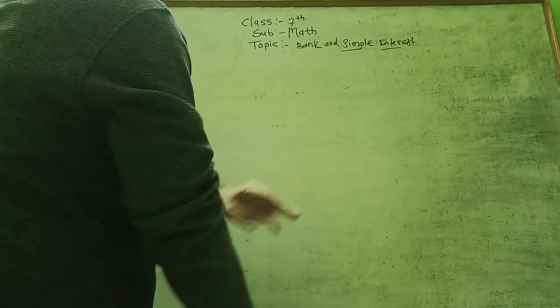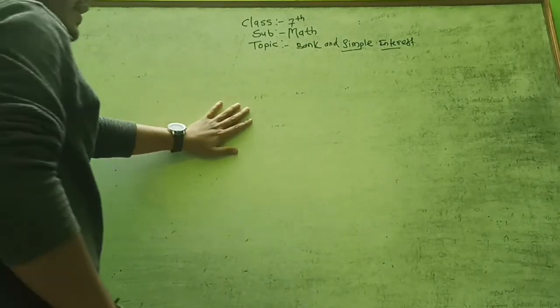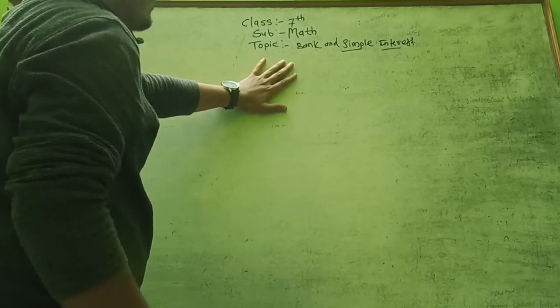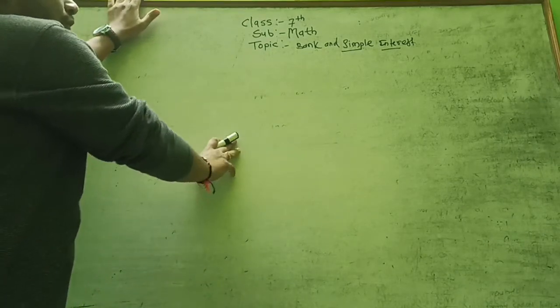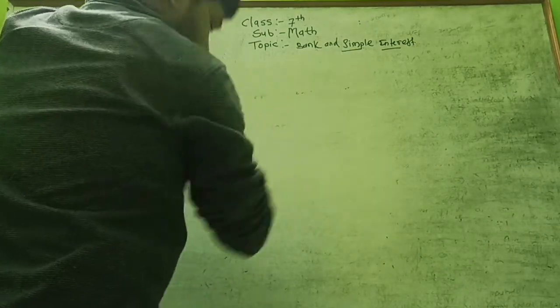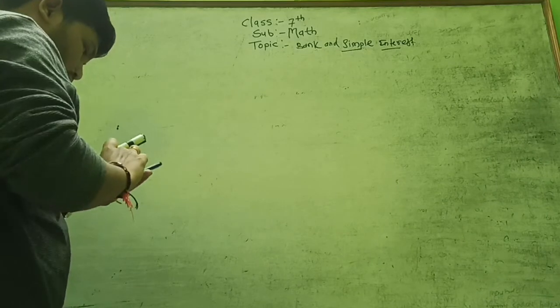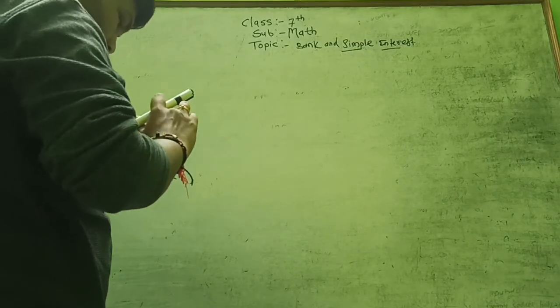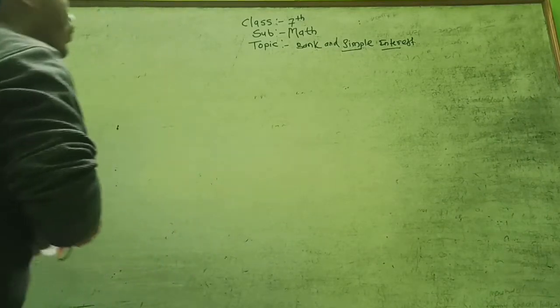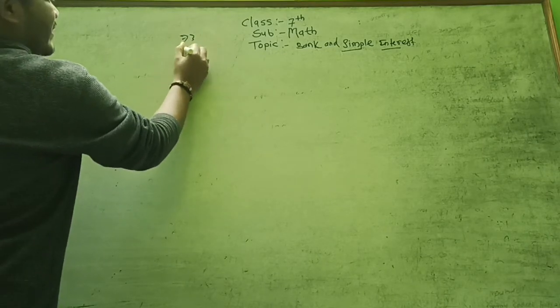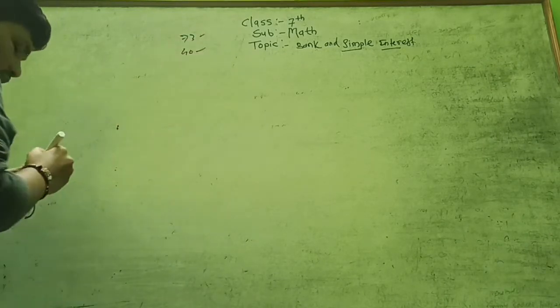Means what is the definition of the bank, the various accounts in the bank, and we have to know that the bank provides certain interest on the amount. Then we have solved the problems on the simple interest. Now we are going to solve the practice set 14 on page number 73.